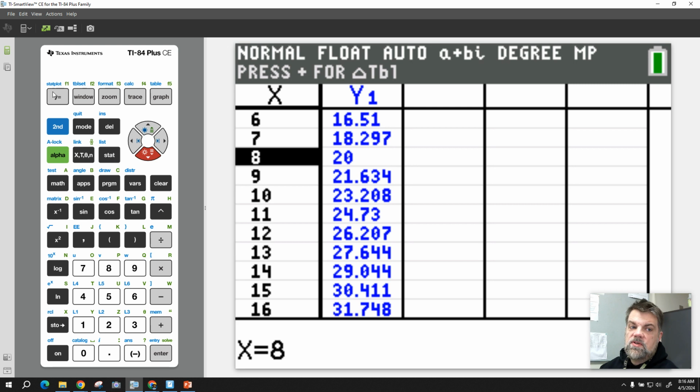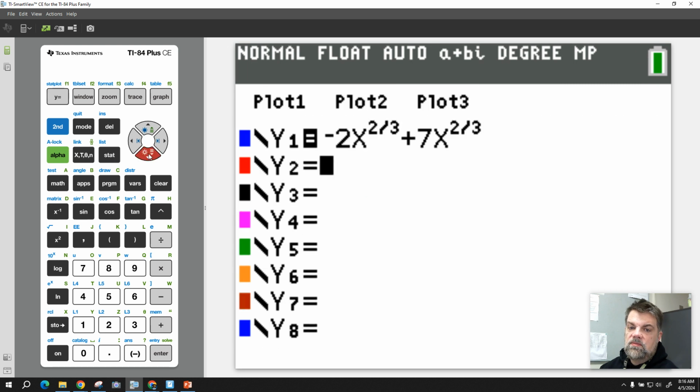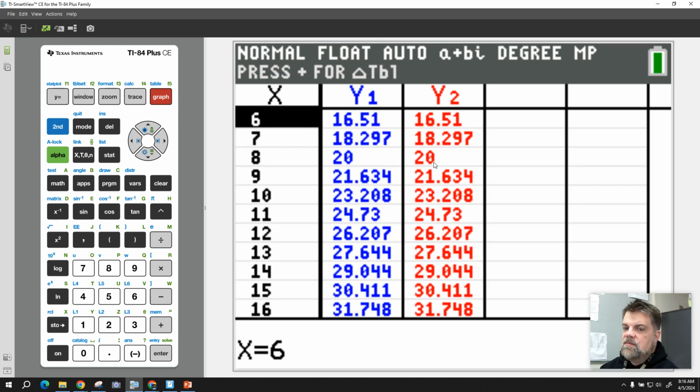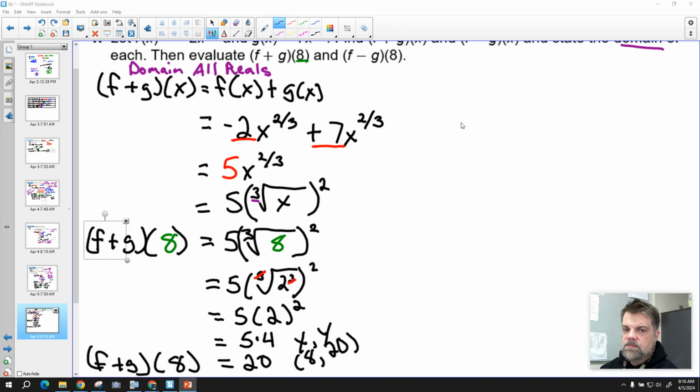Now I suppose if I wanted to make sure, remember that's also the same as 5 times x raised to the 2 divided by 3. That was our composite function. So now when I hit table, I get both the values. And they're all the same, so I didn't make a mistake. Okay? That makes sense? All right, cool. Let's move on to the next one.